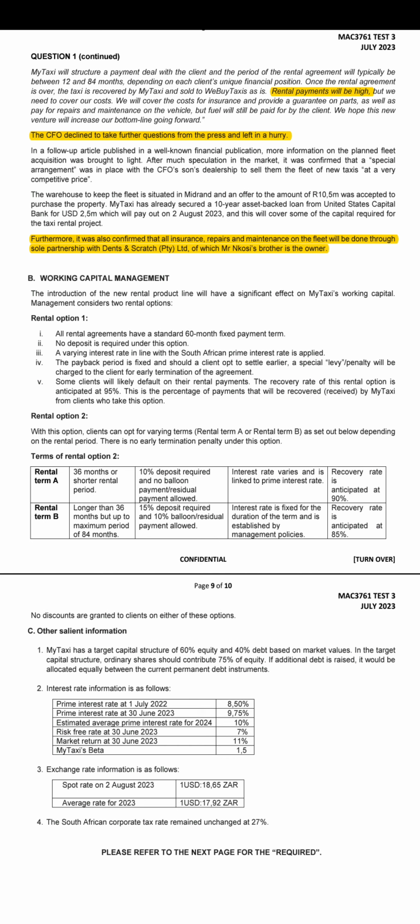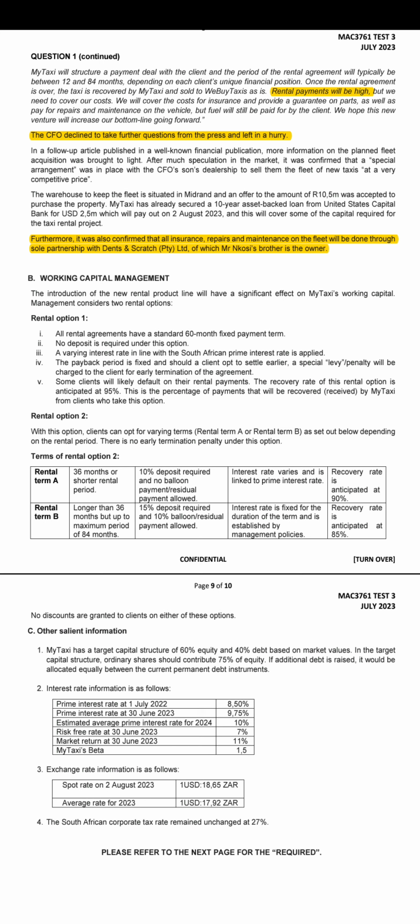Okay. Now we'll look at the working capital management. This is not too hectic. So the introduction of the new rental product line will have a significant effect on My Taxi's working capital. Okay. And management considers two rental options. Number one, so this is how they're going to rent it out: all rental agreements have a standard 60-month fixed term length.